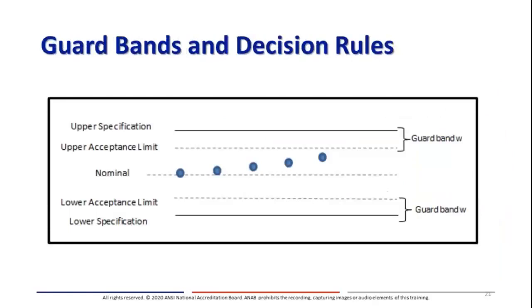Another example of looking at it from a guard banding standpoint: we guard band the upper specification and the lower specification, and we can see our blue dots there. Each one of those blue dots is falling inside of that guard band. So once again, we can say that these measurements are pretty sound according to the level of uncertainty rigor that we've done, and we can effectively say that these measurements are pretty sound.